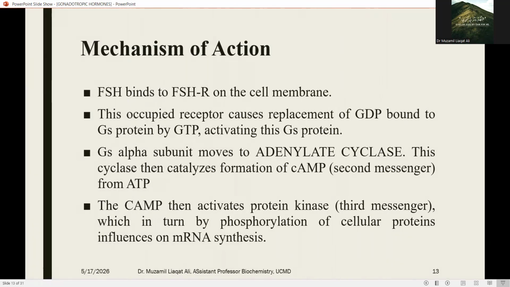So let's move on to the mechanism of action of the follicle stimulating hormone. FSH binds to the G protein coupled FSH receptors on the cell membrane. This activates the Gs protein that ultimately stimulates adenylate cyclase. This results in an increase in cAMP level, that is one of the second messengers. This further activates protein kinase A, and leads to the phosphorylation of proteins. This phosphorylation of proteins alters gene expression, and this ultimately leads to the synthesis of mRNA.